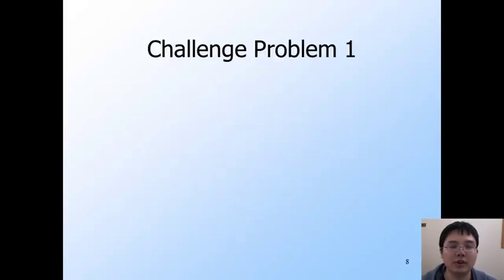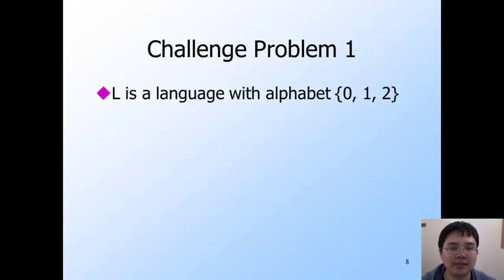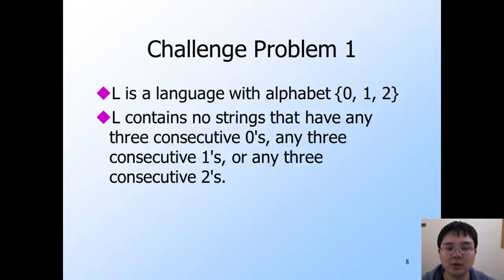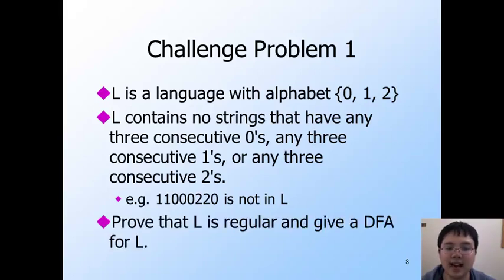Lastly, we will show our solution to the first challenge problem. The problem says that L is a language with alphabet 0, 1, and 2. L contains no strings that have 3 consecutive zeros, 3 consecutive 1s, or 3 consecutive 2s. For example, the string 11000220 is not in L because it contains 3 consecutive zeros. The task is to prove that L is regular and then give a DFA for L.